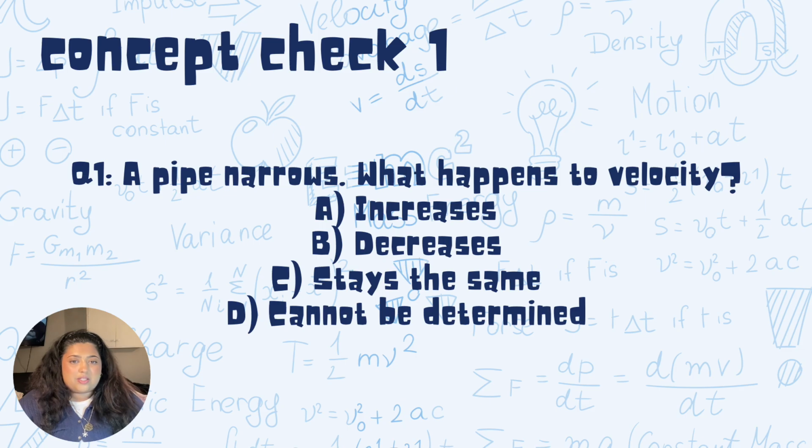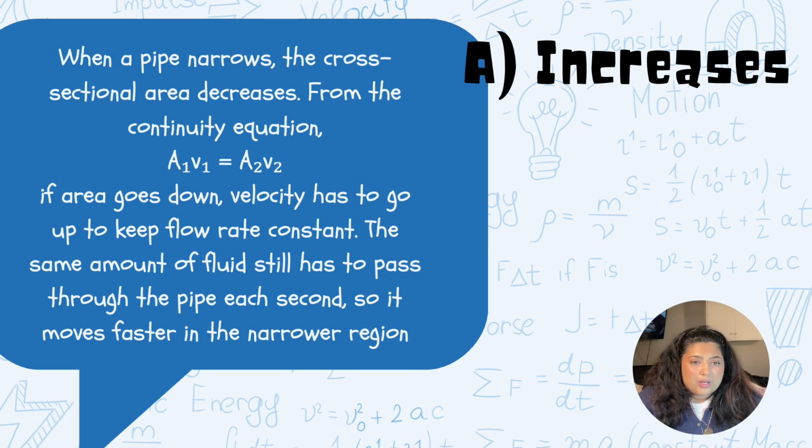Let's try a quick concept check question. Question 1. A pipe narrows. What happens to velocity? When a pipe narrows, the cross-sectional area decreases. From the continuity equation, area 1 velocity 1 equals area 2 velocity 2. If the area goes down, velocity has to go up to keep flow rate constant. The same amount of fluid still has to pass through the pipe each second, so it moves faster in the narrow region. So if you selected that velocity will increase, you would be correct.